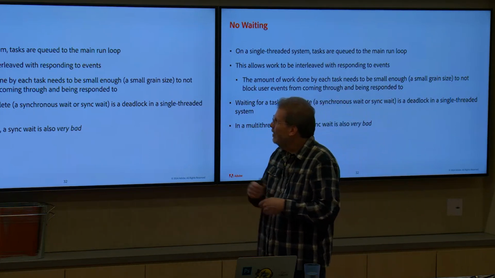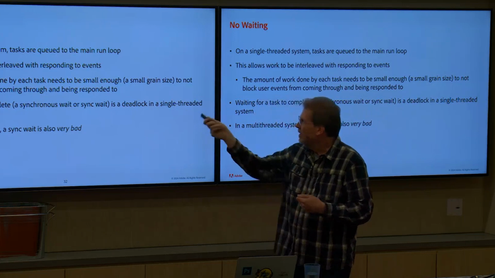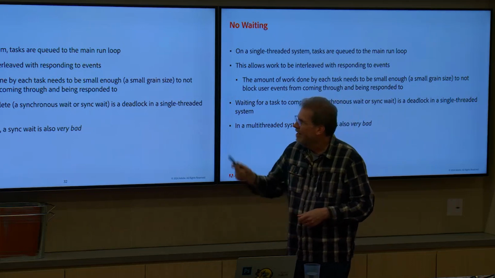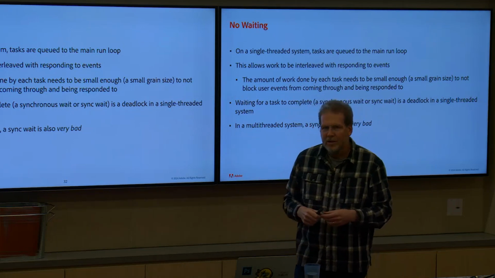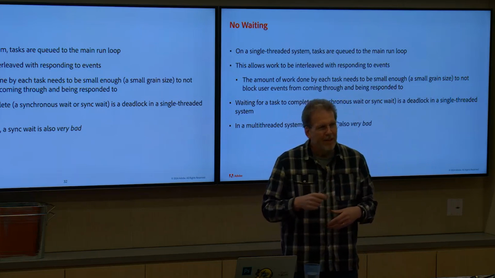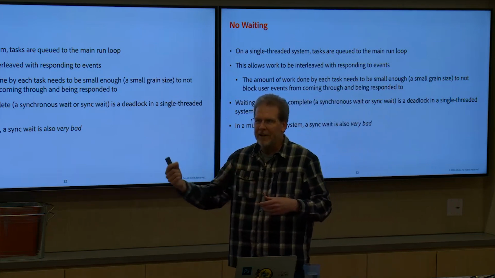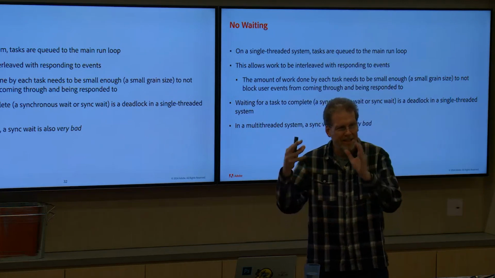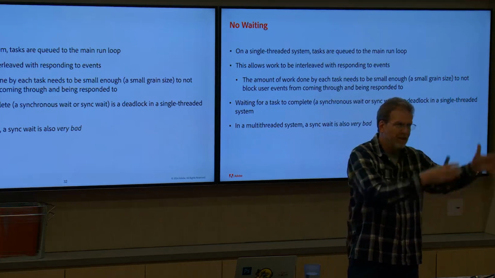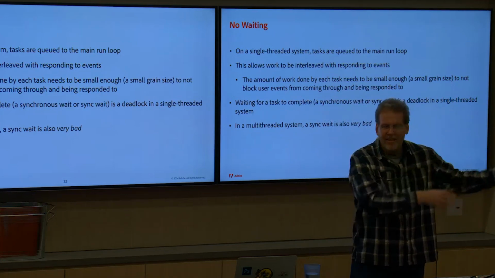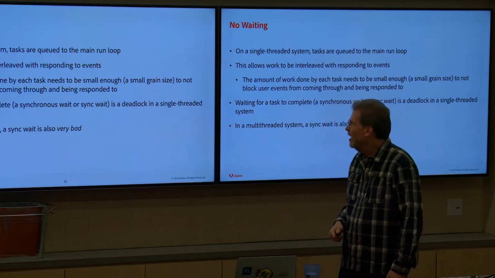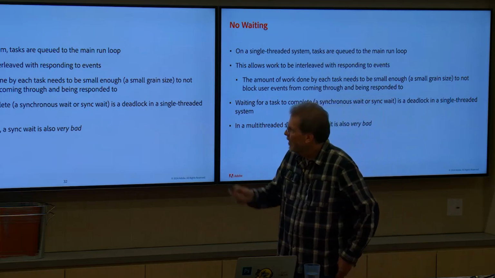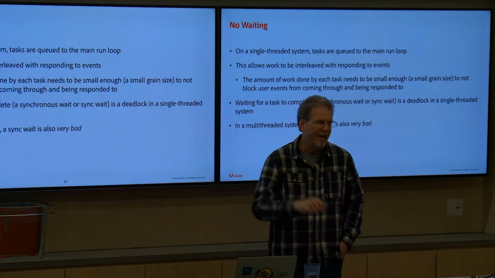This allows work to be interleaved with responding to events. The amount of work done by each task needs to be small enough, a small grain size, to not block user events coming through and being responded to, right? So even though I've got an operation that's going to take a significant amount of time, I don't want that blocking my slider, even if I'm on a single-threaded system, which means I need to take that piece of code and transform it into chunks that will let me cancel it at any point. And waiting for a task to complete, a synchronous wait or a sync wait, is a deadlock in a single-threaded system. In a multi-threaded system, a sync wait is also very bad.